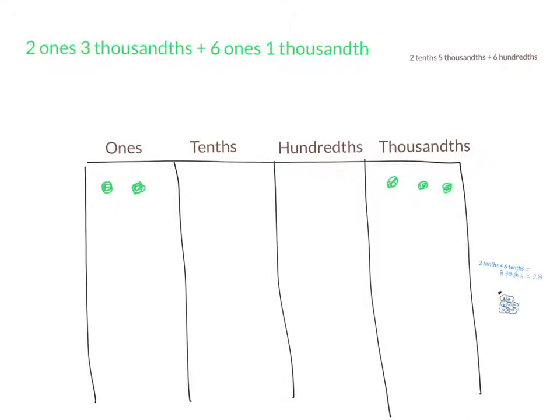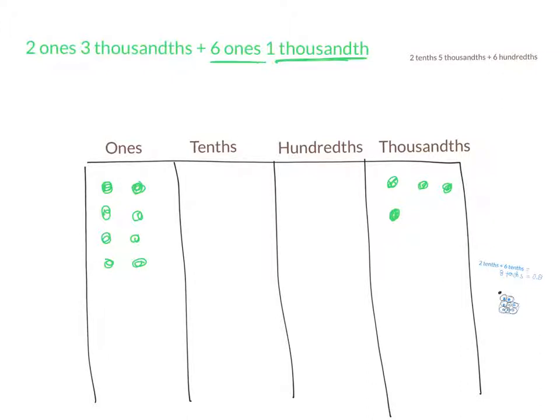Now to that, I'm going to add 6 ones and 1 thousandth. So what dots do I need to draw? Okay, so what do I need to draw? I'll draw 1 more dot into the thousandths column because it says 6 ones, 1 thousandth. Is there anything else I need to draw? Young? I'll have to draw 6 dots in the ones. 1, 2, 3, 4, 5, 6. Is there anything else I need to draw, Nanya?